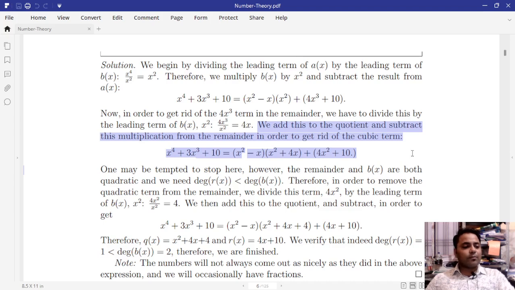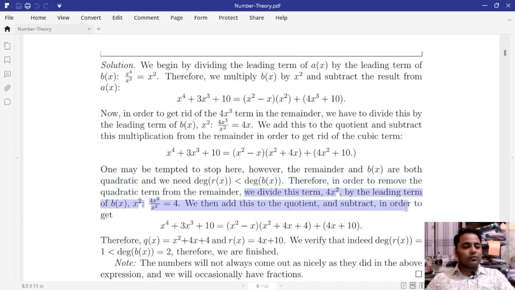4x, plus 4x square plus 10. Now one may be tempted to stop here. However, the remainder and the B(x) are both quadratic, and we need the degree of R(x) to be less than the degree of B(x). So in order to remove the quadratic term from the remainder, we divide the term 4x square by the leading term of B(x), that is 4x square by x square is equal to 4. We add this to the quotient and subtract, in order to get x to the 4 plus 3x cube plus 10 is equal to x square minus x into x square plus 4x plus 4, plus 4x plus 10.